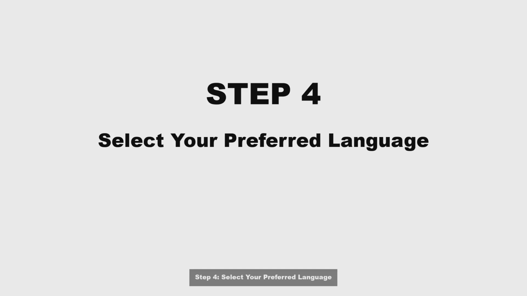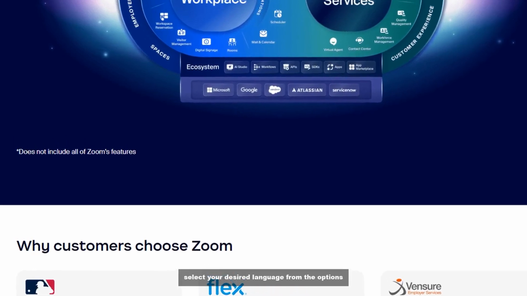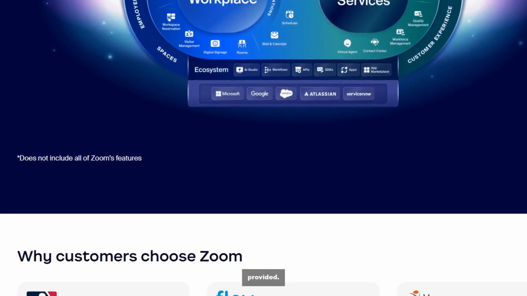Step 4. Select your preferred language. Click on the drop-down menu next to the language setting. Browse through the list and select your desired language from the options provided.